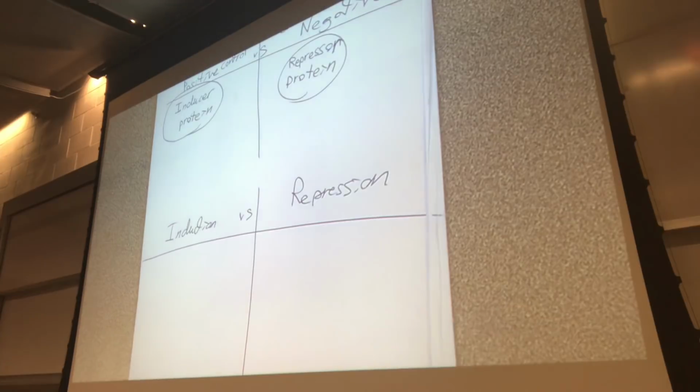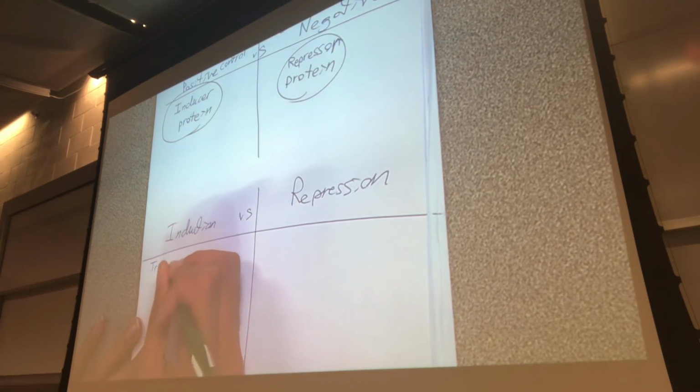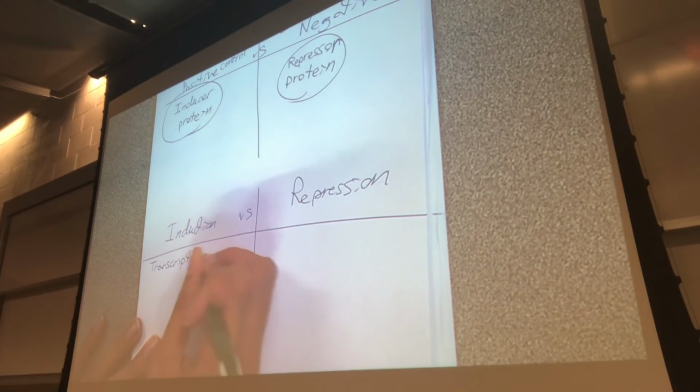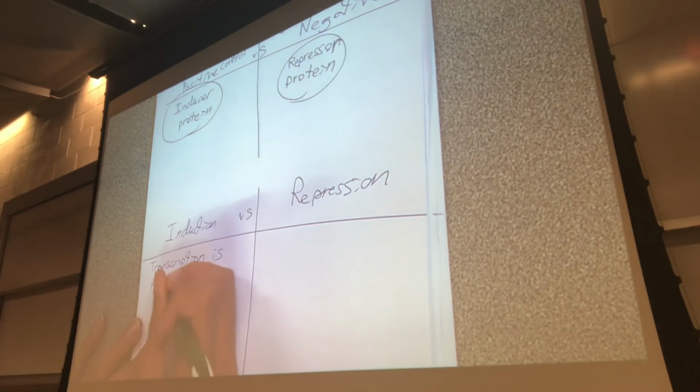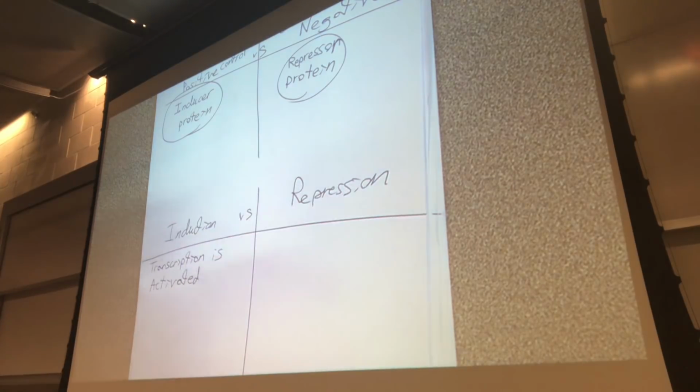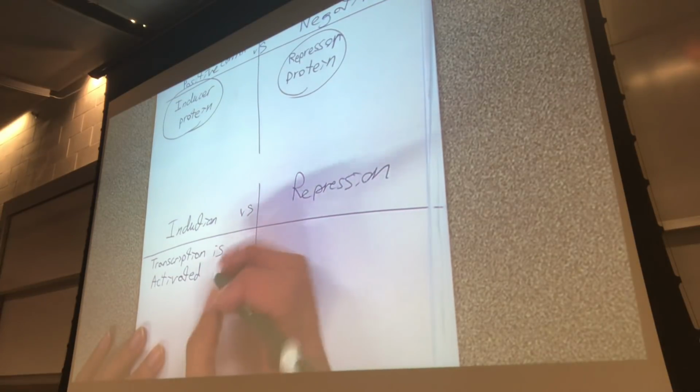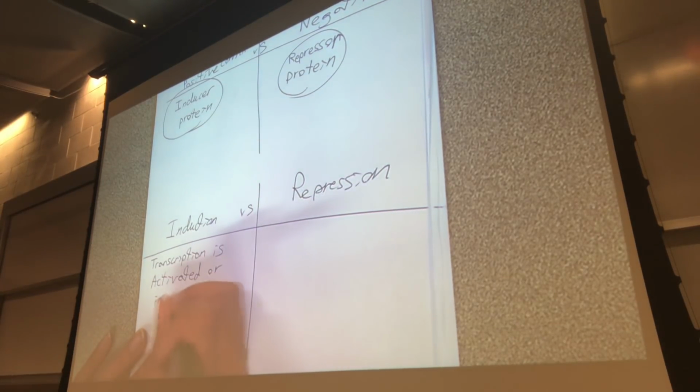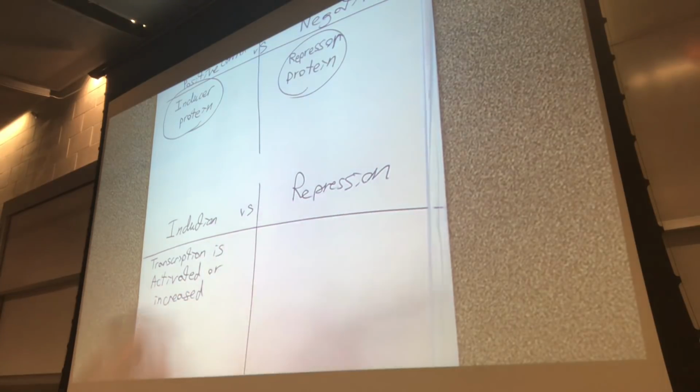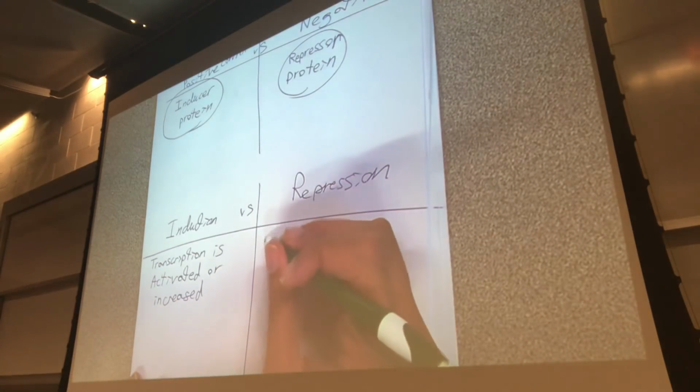After you go through those terms, there are two other terms here. These are probably what you are more familiar with. If transcription is being induced, meaning induction, transcription is activated or increased. Maybe there was some transcription going on. Induction means even more will happen. So transcription is activated or increased. Repression is also more logically sensible here. Repression means transcription is deactivated.